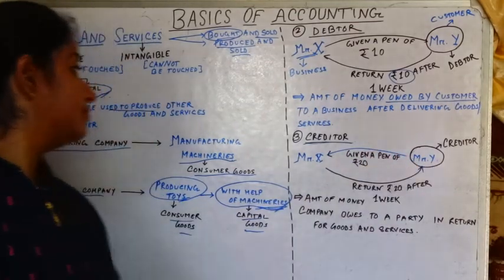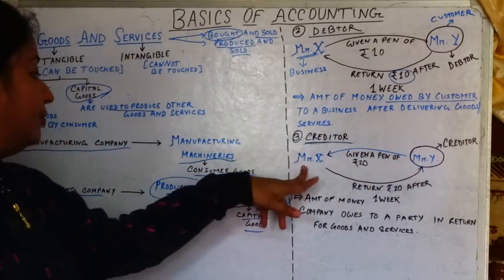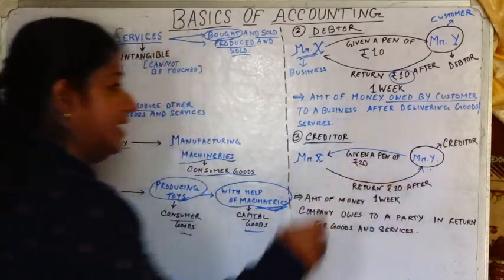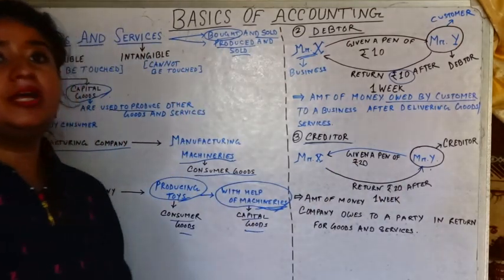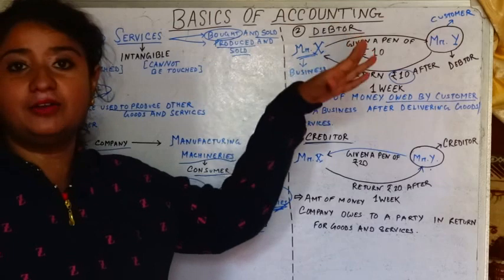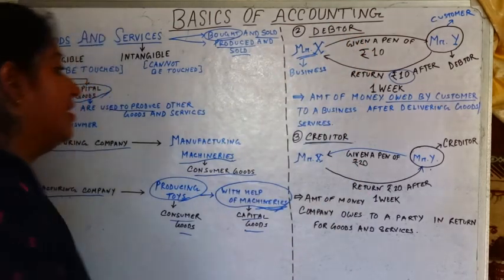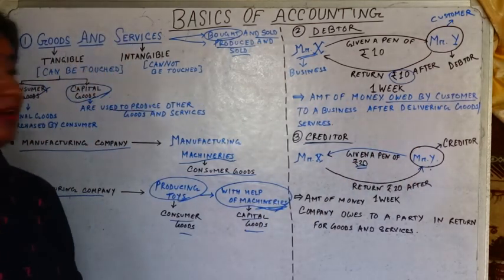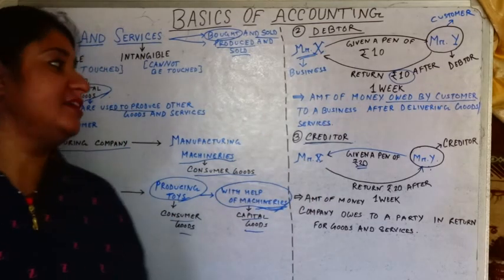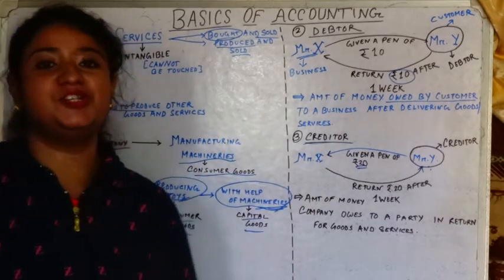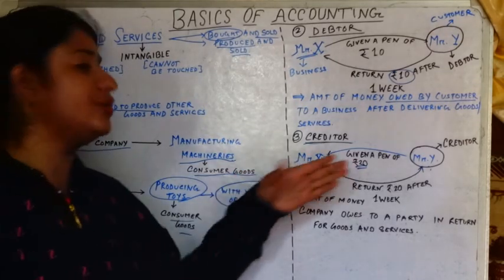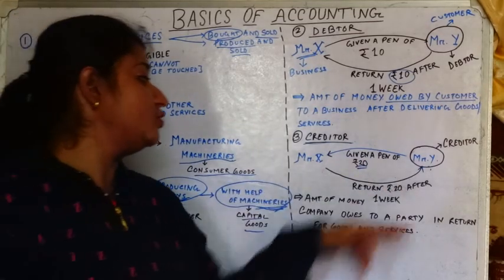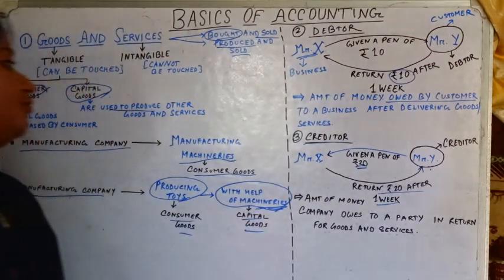Mr. X and Mr. Y are both friends. Now, Mr. Y is giving a pen of ₹20. I have taken 20 rupees so that you can remember: the 10 rupees example was for debtor and the 20 rupees example is for creditor. Now, Mr. Y is giving a pen of ₹20 to Mr. X. And Mr. X said the same thing, that I do not have sufficient money now. I will return this 20 rupees after 1 week. What happens now?